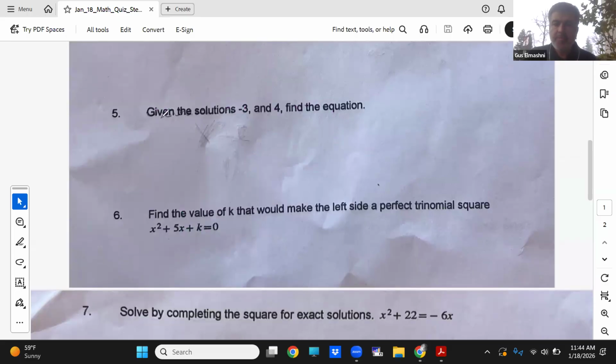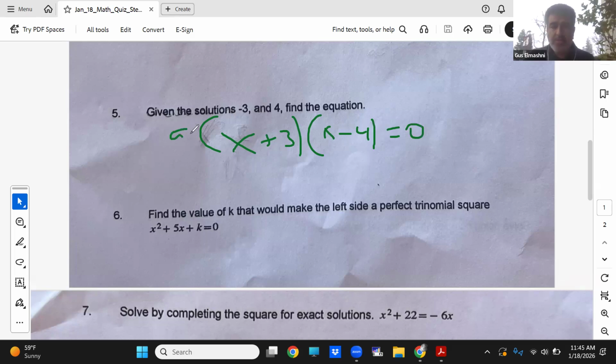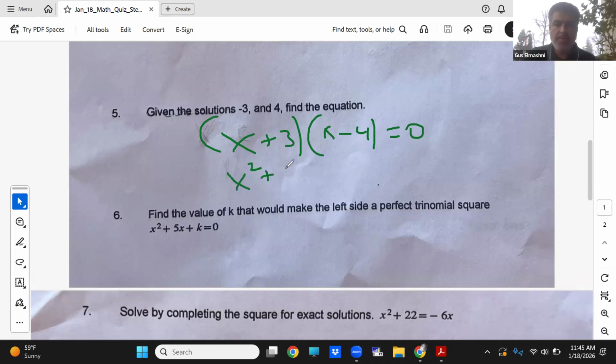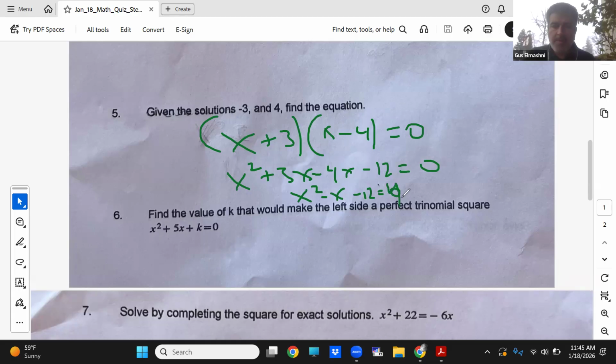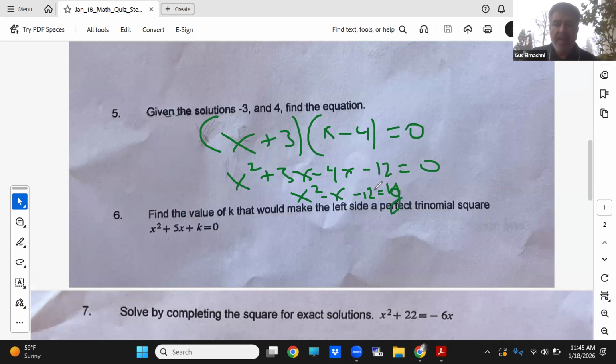Now if you're told the solutions of these, you know the factors will be this. I don't know what the A value is, but we have to assume it's one. You don't tell us anything else. So it's x squared plus 3x minus 4. Or you can say y equals.